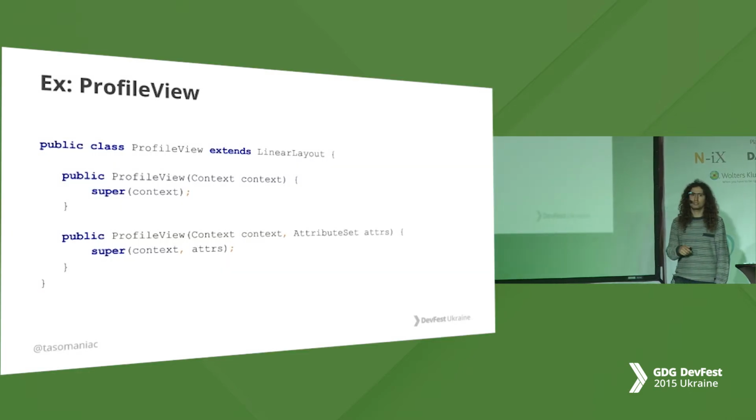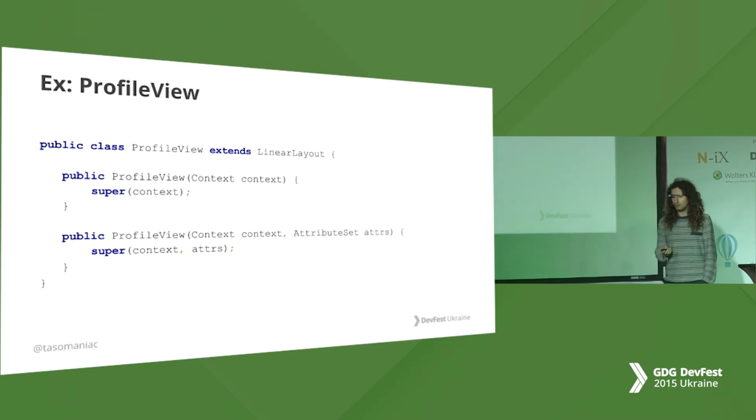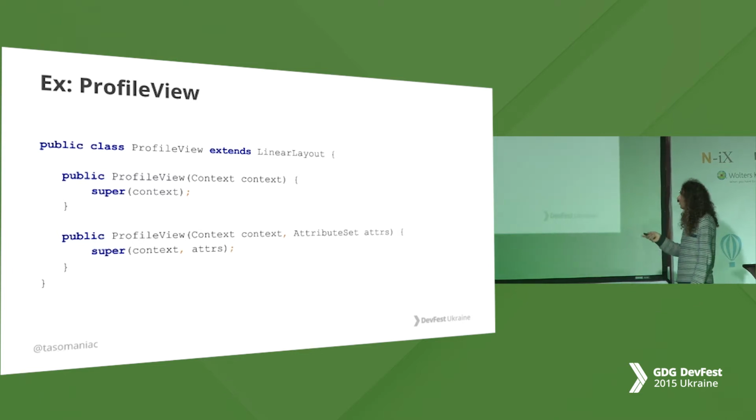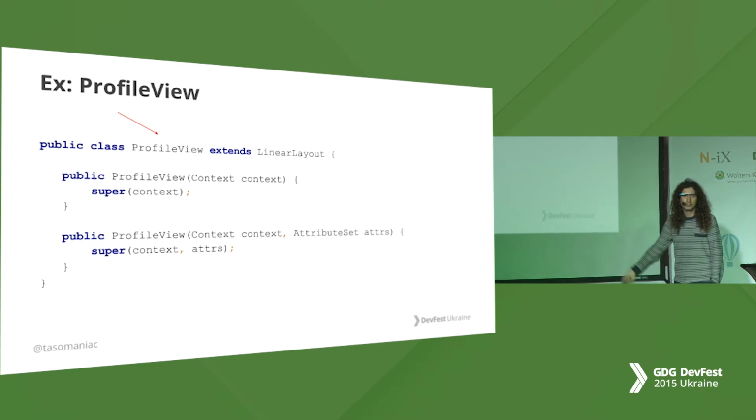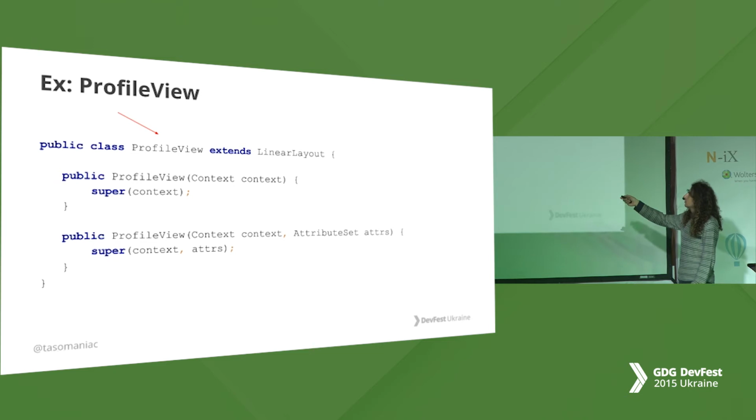What is the best way to handle this? You may of course use a custom view. We will see how we are going to do it. First, we create a class and extend a linear layout. In this example, since I already have a linear layout, I extend from linear layout, but I can extend from anything in the platform.